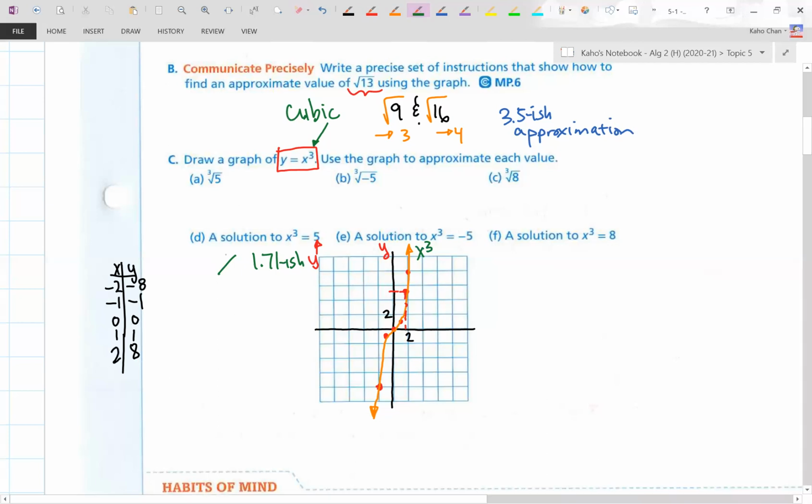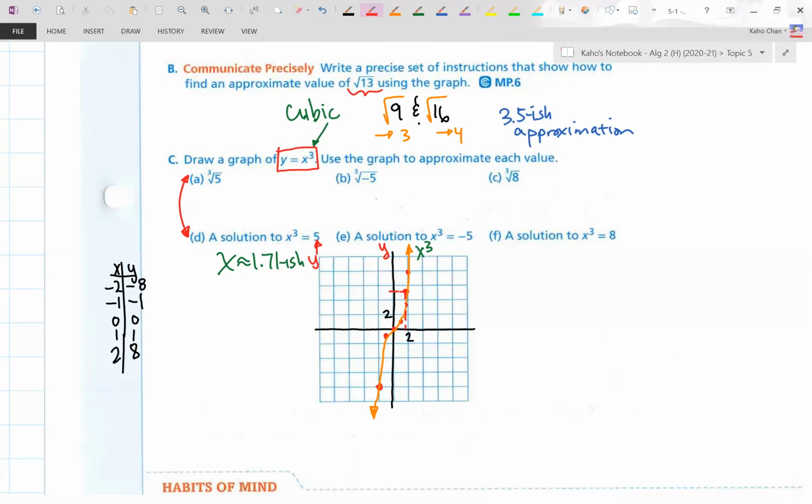In algebra, approximate is written with these curvy equal signs, okay? So in fact, that actually answers letter A. D and A are actually linked together as questions. They're just asking it differently. Hey, what's the cube root of 5? Cube root of 5 is 1.71-ish. Okay? All right.